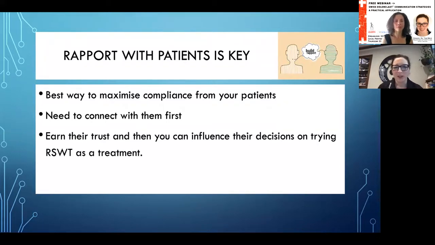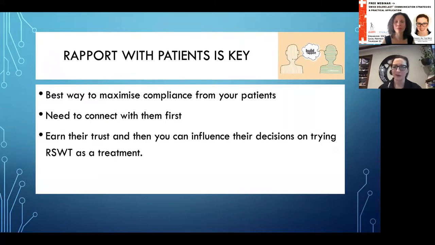So earn their trust, and then you can influence their decisions on trying shockwave as a treatment. If they don't trust you, then it's very hard to influence any decision. If I'm going to use a treatment modality that's very painful on you, but I know is going to be very effective for your condition, I need you to trust me first.